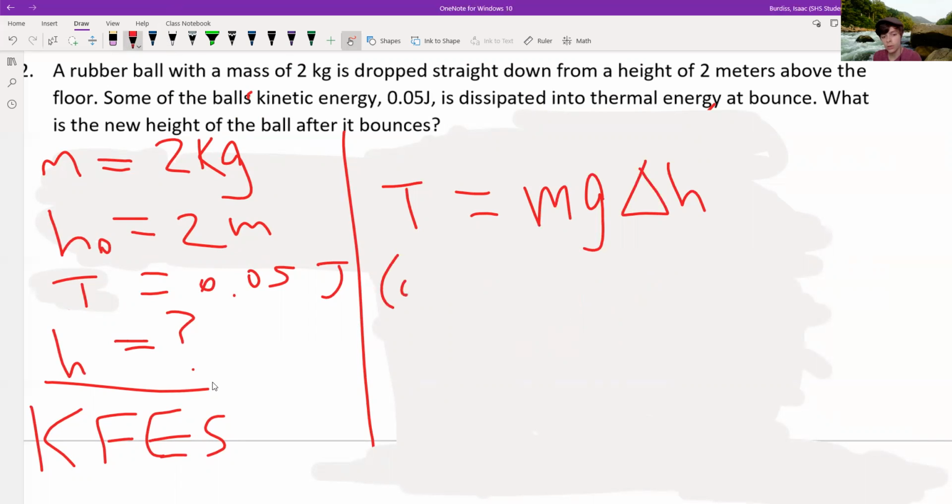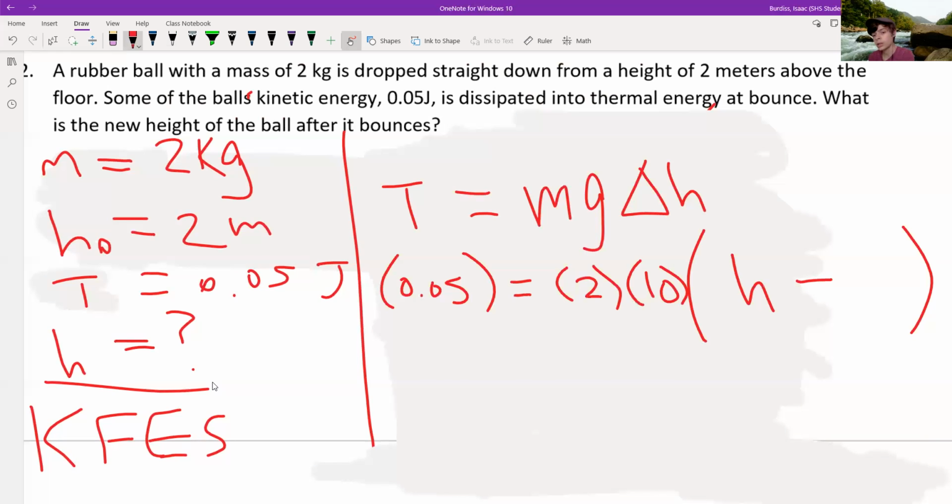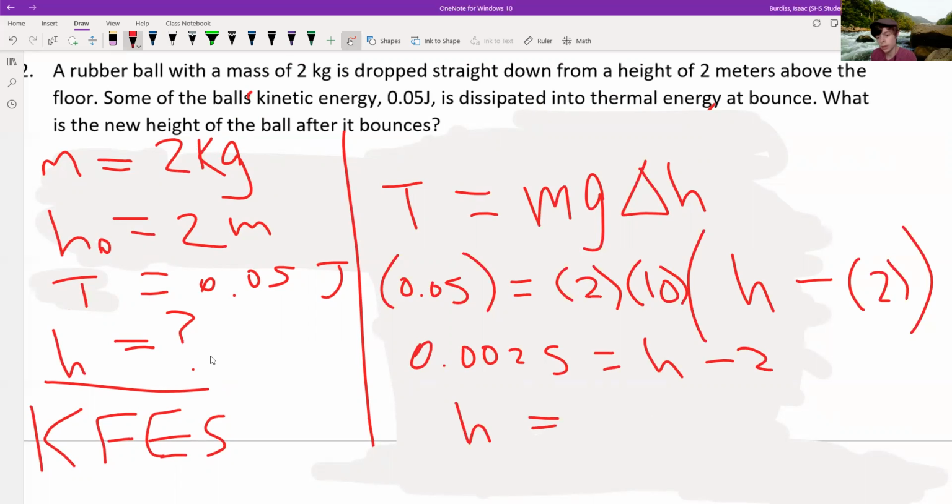So the thermal energy is 0.05 joules. Mass is 2. Gravity is 10. And then for change in h, you do final minus initial. Final, we don't know. Initial was 2. So now we're going to try to find this. We would do 0.05 divided by 20 if you multiply the 2 times 10. And that is 0.0025 equals h minus 2. So you add 2.